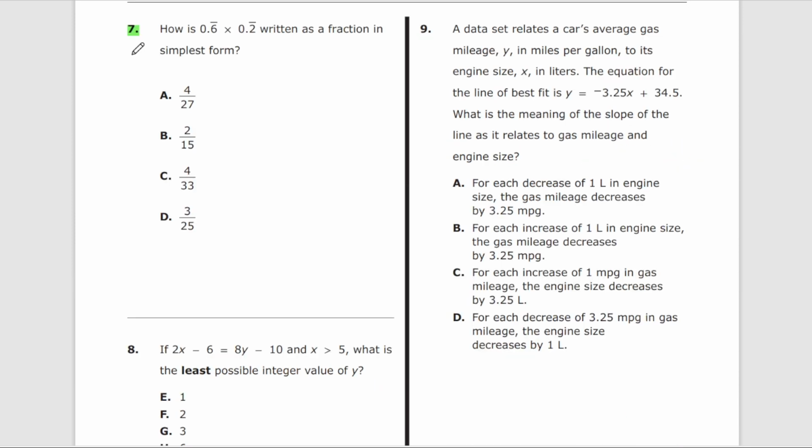Moving on. How is 0.6 repeating times 0.2 repeating written as a fraction in the simplest form? So 0.6 repeating is 6 ninths and 0.2 repeating is 2 ninths. And we have to multiply them out. What I would do is cancel, divide by 3, divide by 3. So you get 4 over 27. And the answer is A.